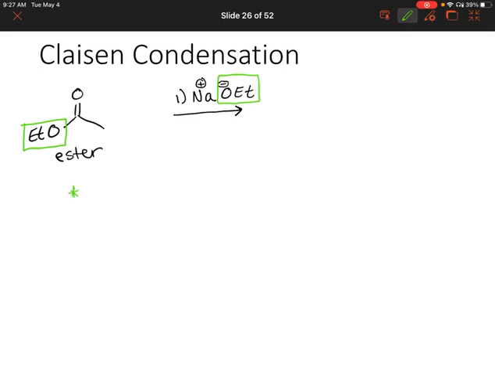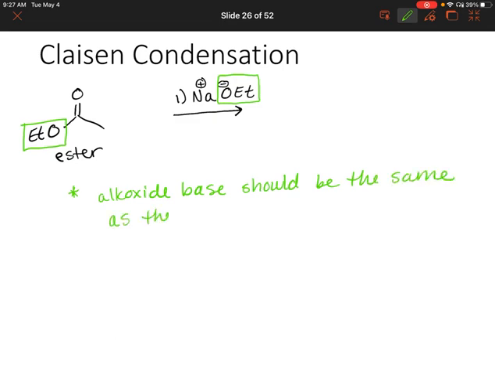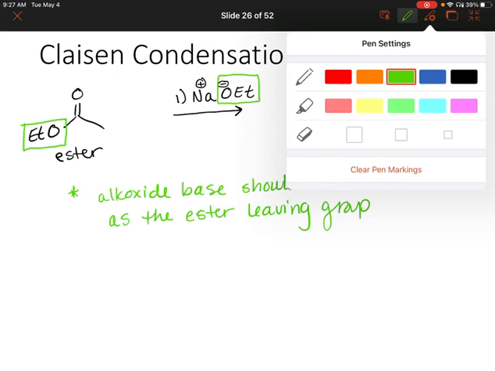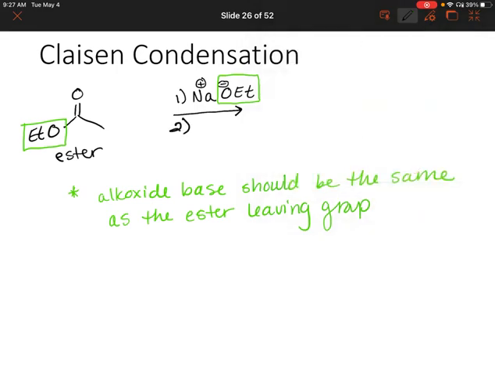So let's just make a note. The alkoxide base should be the same as the ester leaving group. And we'll talk about why that is in a second. The second step in this reaction, we're just going to add an acid. We'll also talk about why we need an acid there on the next slide. So what we end up forming is something called a beta keto ester.